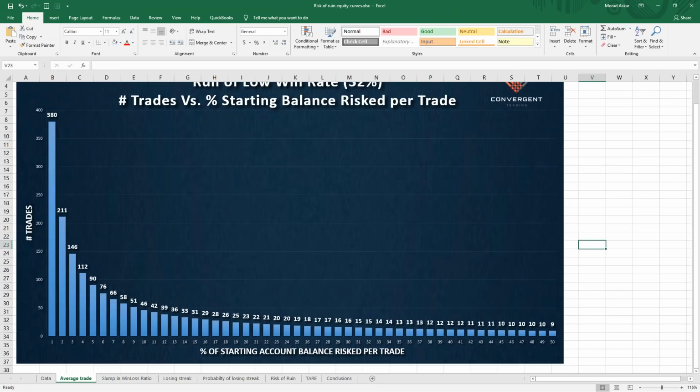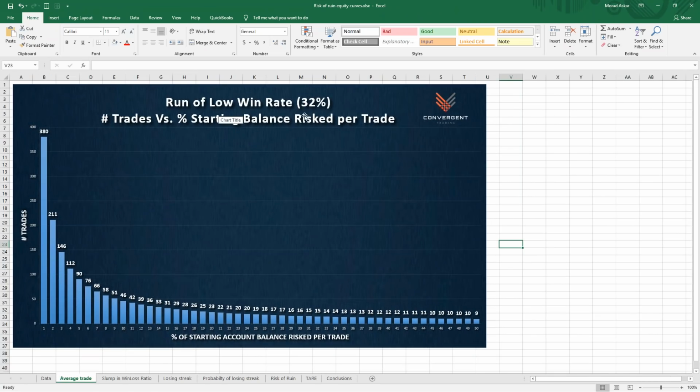This is a table that looks at a 32% win rate, which is actually remarkably common. This is also the win rate of a 1-to-1 random coin toss in the market. It's about 30 to 35%. If we took somebody with a 32% win rate, but then we only allowed them to risk 1% per trade, they could get 380 trades off before they'd have to refund their account, before their broker says, we're shutting you down. You've reached $500 in equity, can't trade anymore.